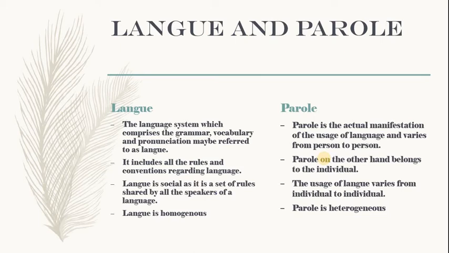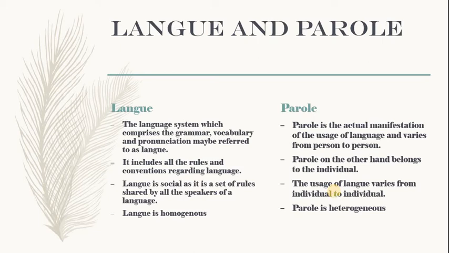Which means that it is up to the individual; the utterances that he makes are idiosyncratic, which means that they will have his own nuances in them. So, parole is individual, langue is social. Langue is the same for all, parole is individual. It differs from person to person. The usage of langue varies from individual to individual.